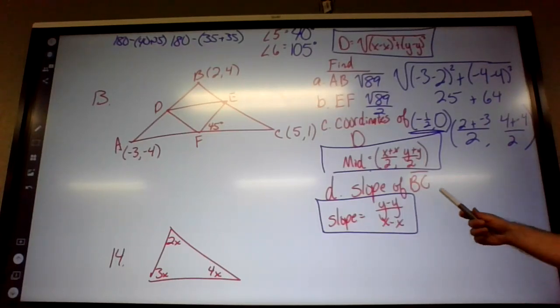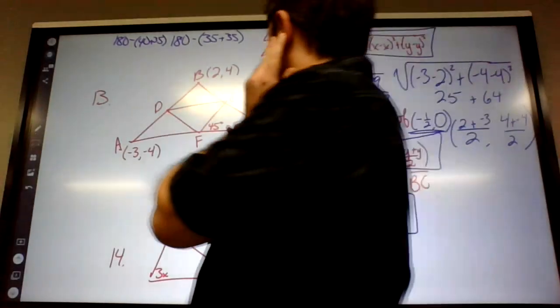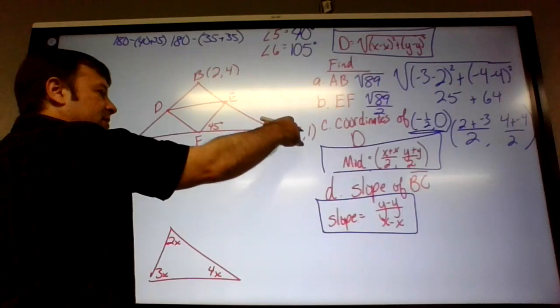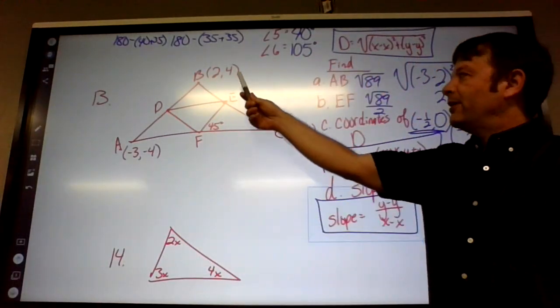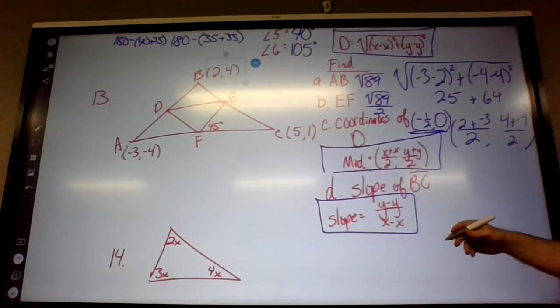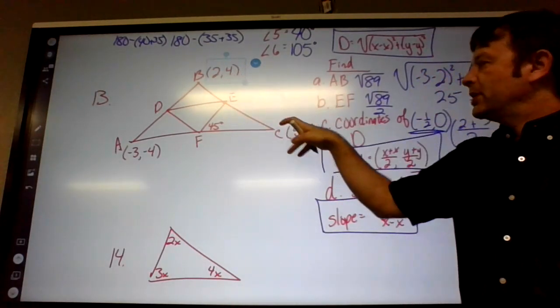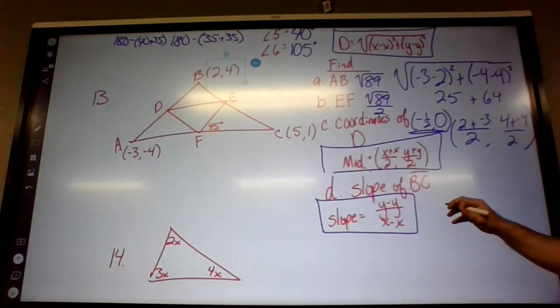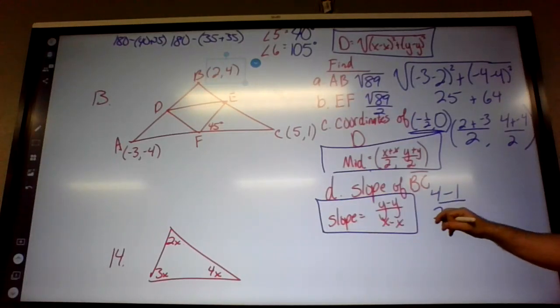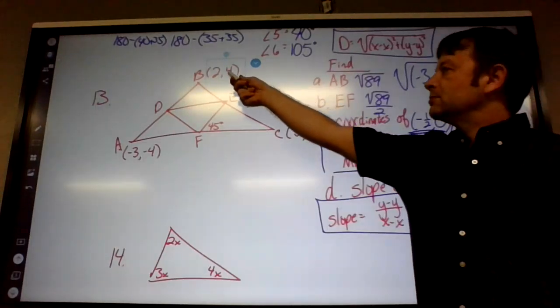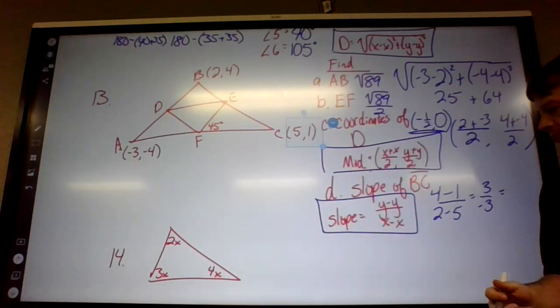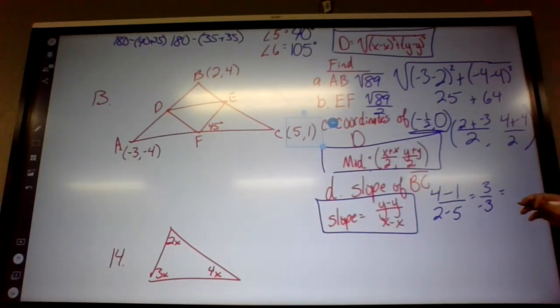Okay, D says find the slope of BC. So how do I find the slope from there to there? Y minus y over x minus x. So what are my y values? 4 and 1. We're doing the slope of BC. So 4 minus 1 over 2 minus 5. 4 minus 1. Where'd you get 1? Okay, 3 over -3 reduces to -1.